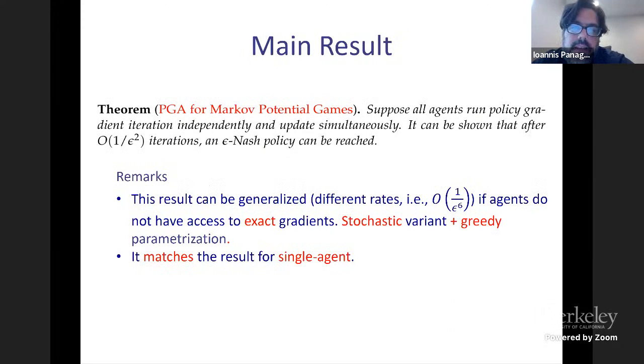So what are our main results? Effectively, our main results are the following. Suppose that the players run policy gradient independently, meaning that I just see my value function and I update according to my value function, okay? And this is true for every player. What can be shown is that after 1/epsilon² iterations, you can reach an epsilon-Nash policy for Markov Potential Games. This 1/epsilon² depends linearly on the state space, and it depends linearly on the sum of the cardinalities of the action spaces of the agents.